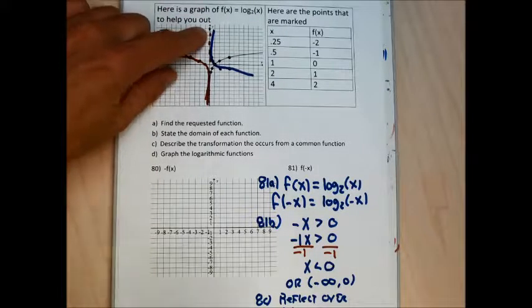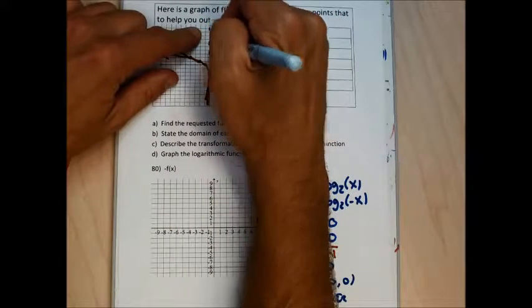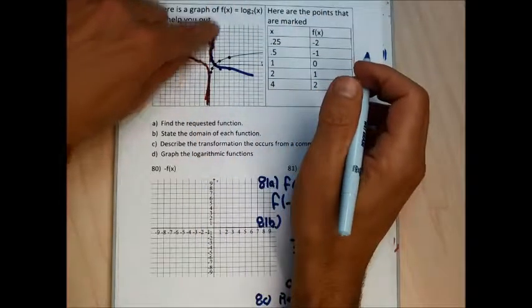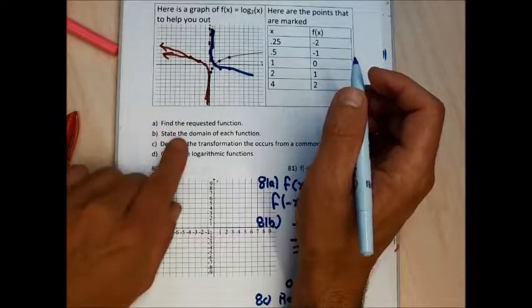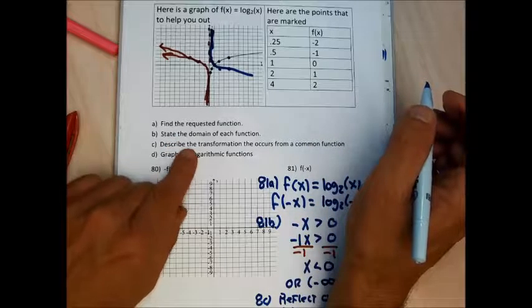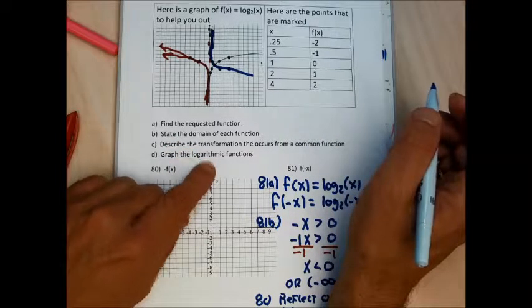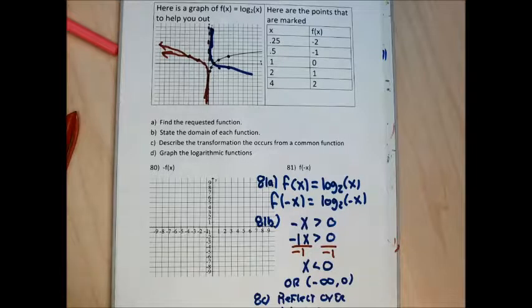Its domain is still 0 to infinity. I keep making these things hook out, but they stay tight to the y-axis. The domain is still 0 to infinity, and the transformation is reflecting over the x-axis, and I graphed it already. I didn't find the function, but that's okay. I didn't want to do the whole problem.